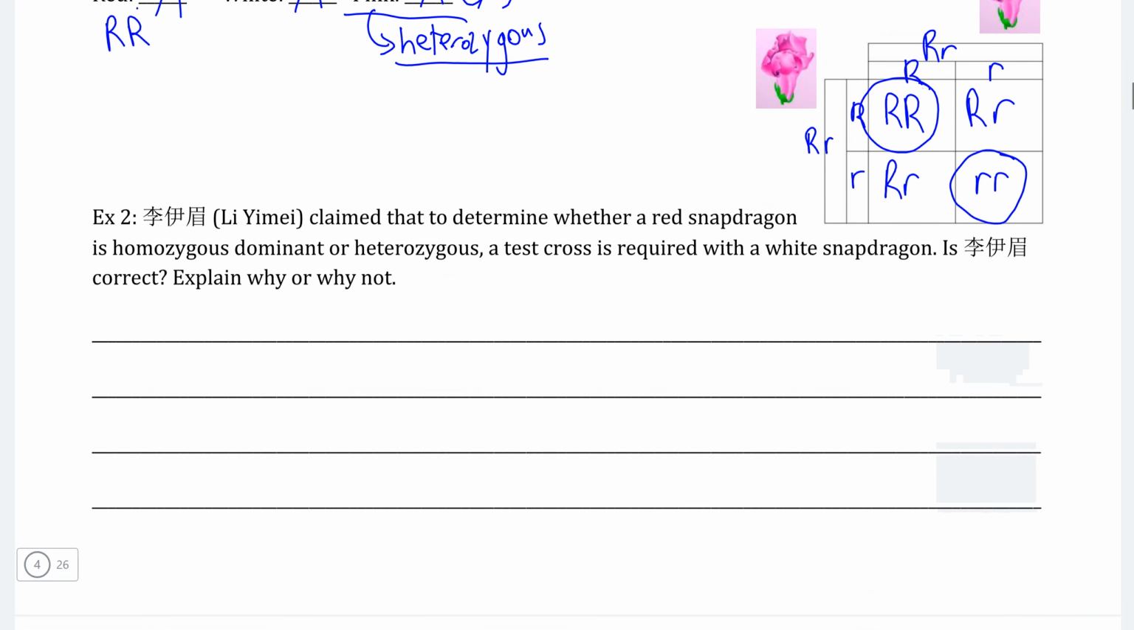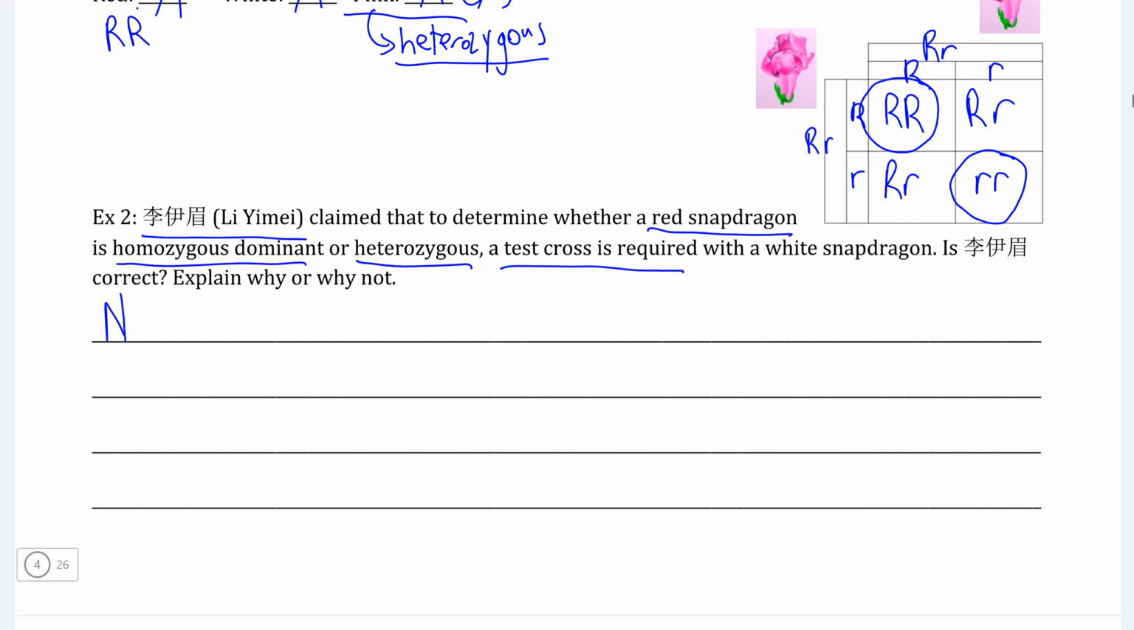For the last consideration, let's say that this particular student claimed that red snapdragons can either be heterozygous or homozygous dominant. Now, if we ignore incomplete dominance, this would be true. And this student claimed that because red snapdragons have two different genotypes, we need a test cross in order to confirm what the genotype is. Now, the question is, is this student's assumption correct?